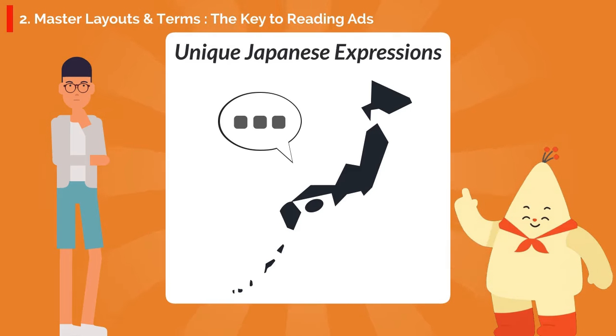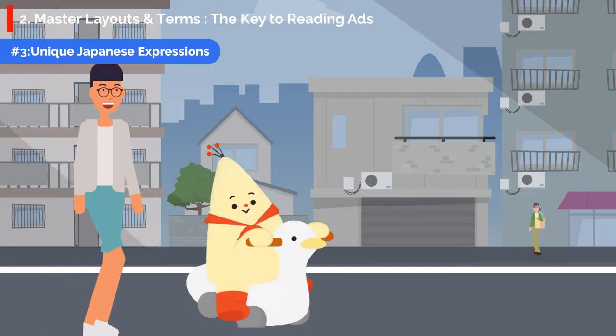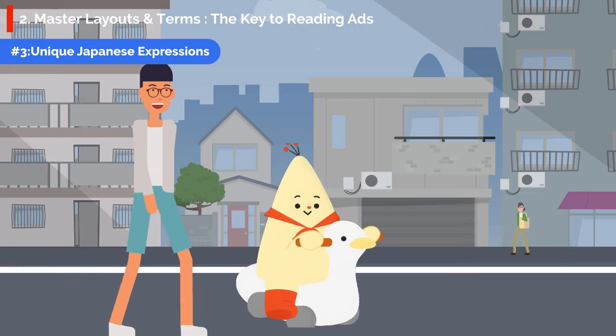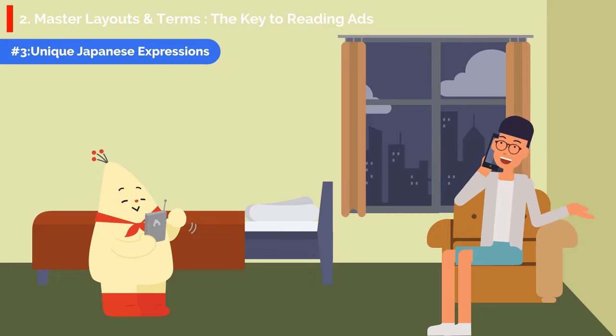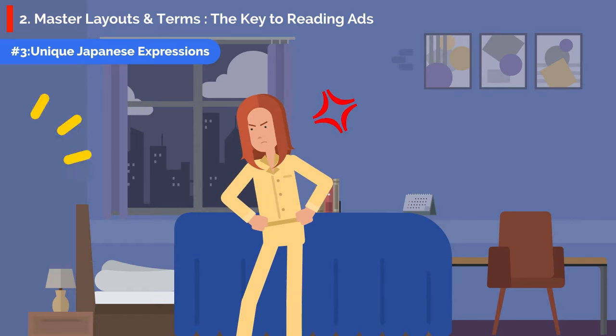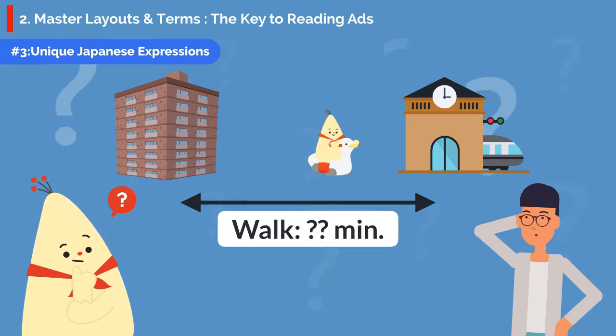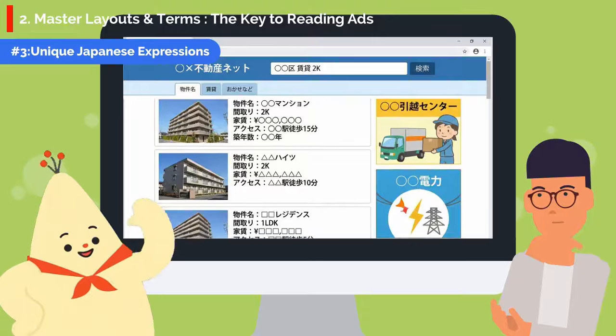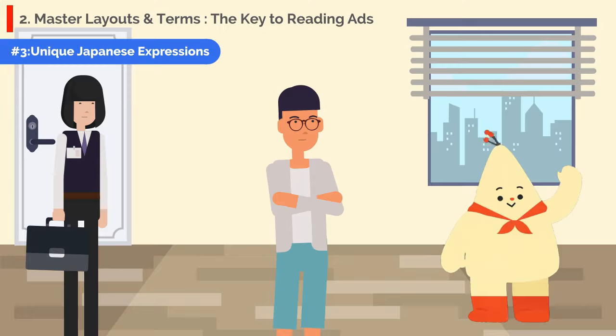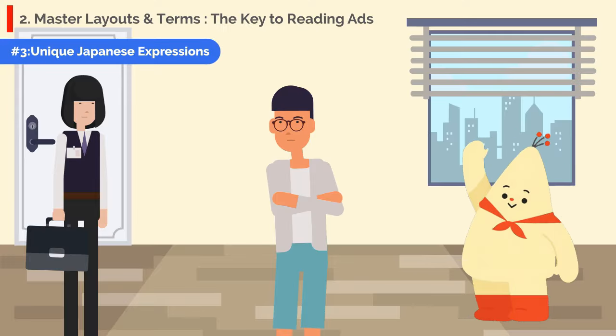Third, unique Japanese expressions. Quiet residential area is popular area to live, but it may also mean neighbors will complain easily if noise occurs. Ekichika equals near the station, but it doesn't always specify how many minutes. The safest approach is to use them as hints and then rely on an in-person inspection to confirm the details.